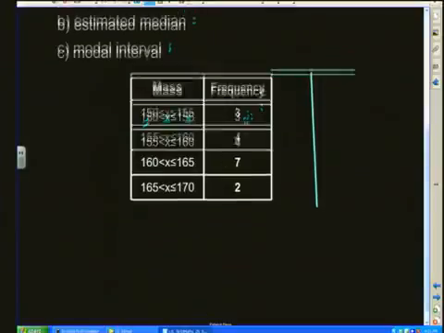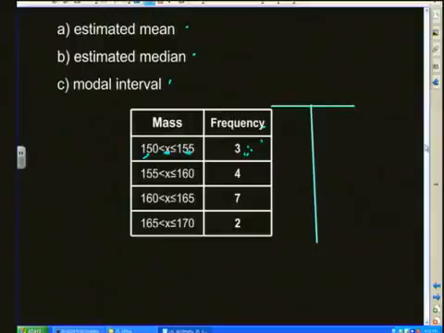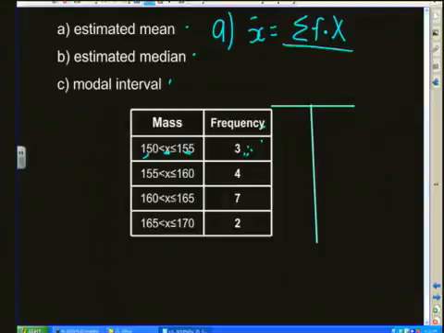Okay, I'm going to dive straight into the first question, which is to work out the estimated mean. Because we're dealing with grouped data, your mean is the sum of your frequency times the midpoint of your class interval, divided by the total number of values. So it's the sum of the frequency of the interval times the midpoint of that interval, and then that's all divided by the number of items we're dealing with.